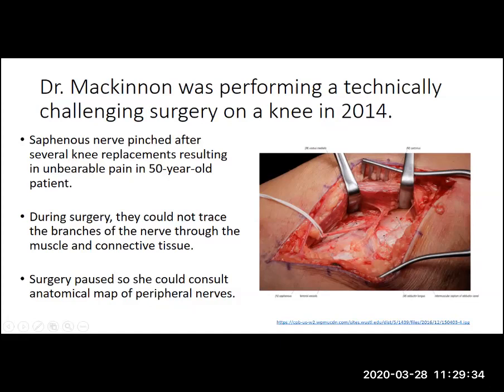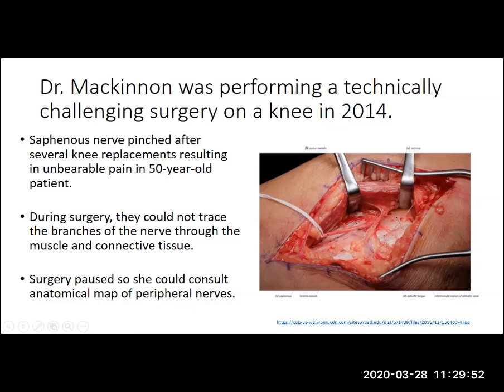And so what she did was what a lot of surgeons would do under these circumstances: she paused the surgery. She basically said, okay, I need to take a break. I need to figure out what's going on. And one of the things that surgeons do in these circumstances is they will start to consult an anatomical map.